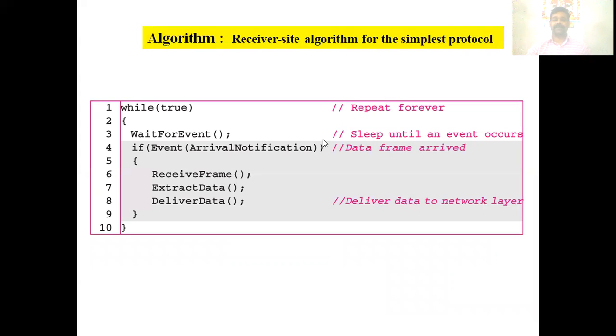Next, the receiver side. The data link layer waits for an event. If some data is coming, it will get a notification from the physical layer that the data has come. It will receive the frame, extract the data, and deliver the data to the network layer. This is what it does on the receiver side. So in the simplest protocol, you do not have any flow control or error control.